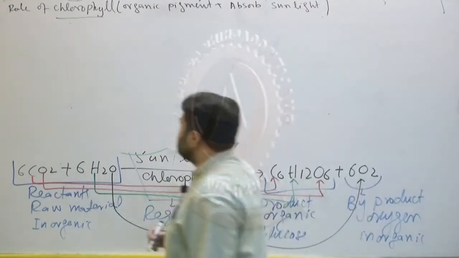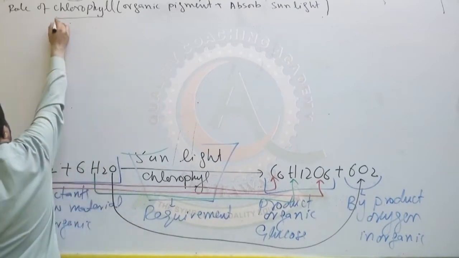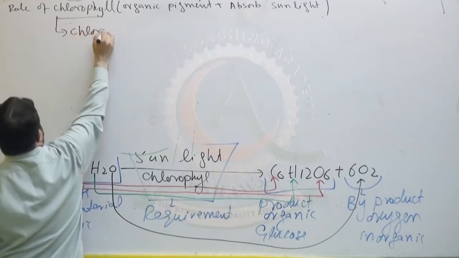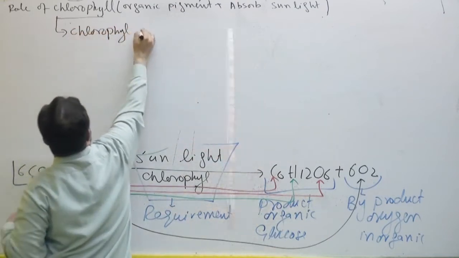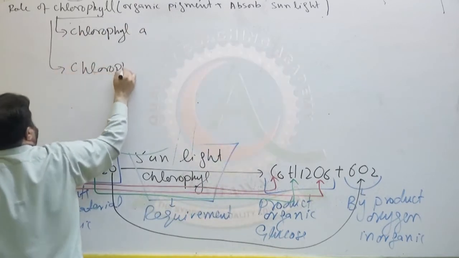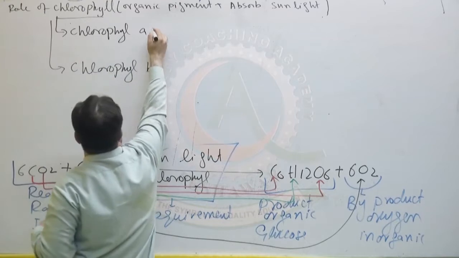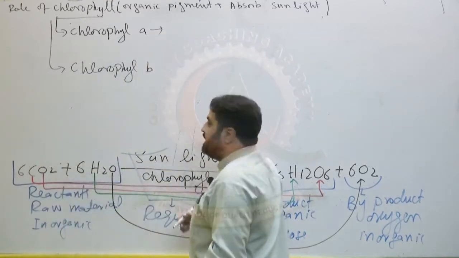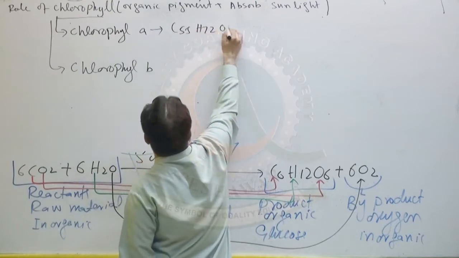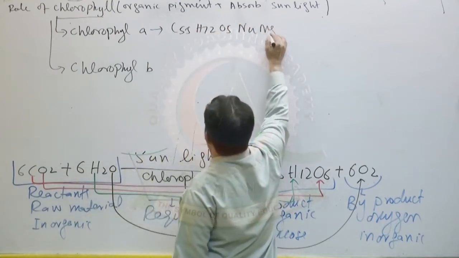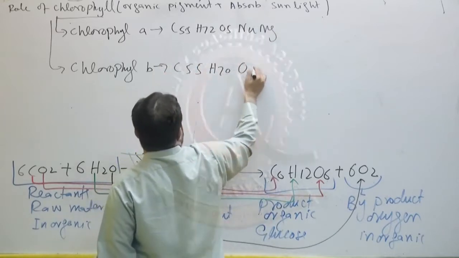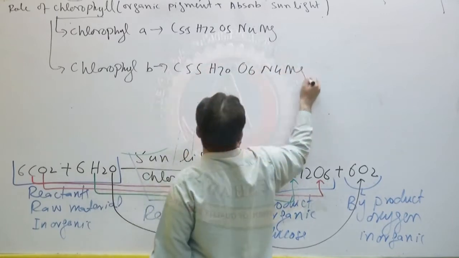But keep in mind that there are a lot of chlorophylls, and we are mainly focusing on two types. One is called chlorophyll A and the other is called chlorophyll B. If someone asks you the formula of chlorophyll A, its formula is C55H72O5N4Mg. And the chlorophyll B formula is C55H70O6N4Mg.